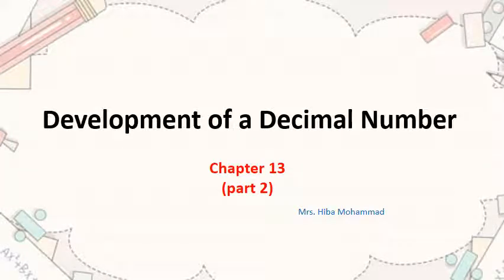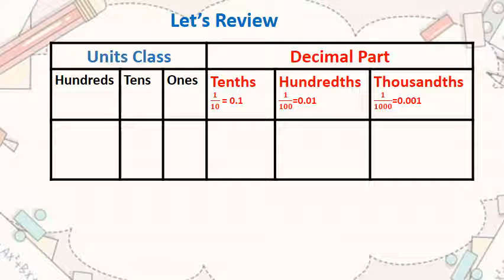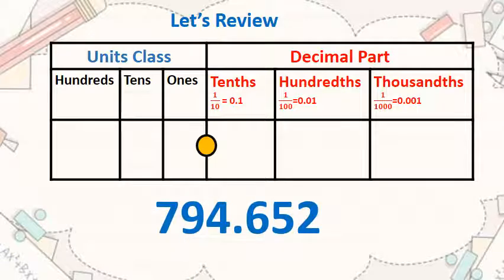Development of a decimal number. Okay, let's review the place value table. Over here we have the decimal point separating the whole part from the decimal part. And if this is the number that we have, let's place it in the place value table.